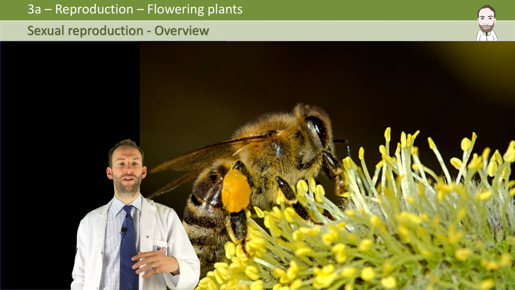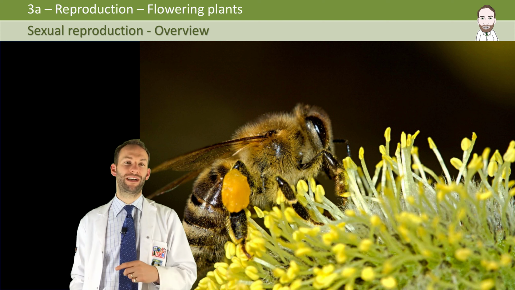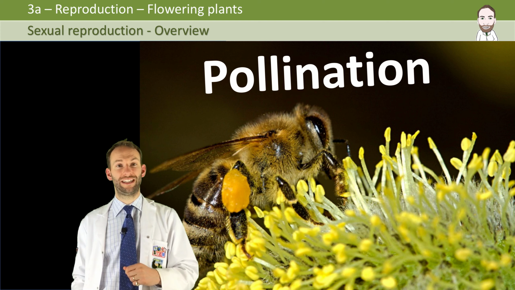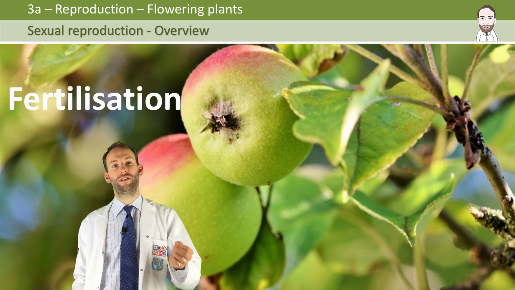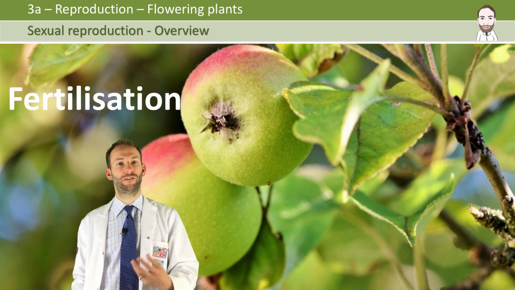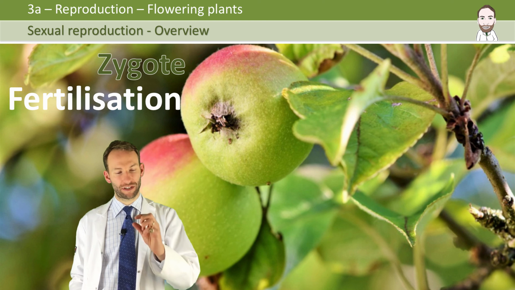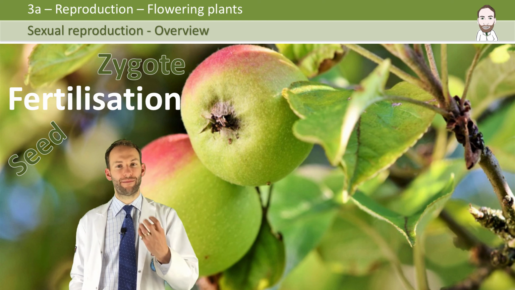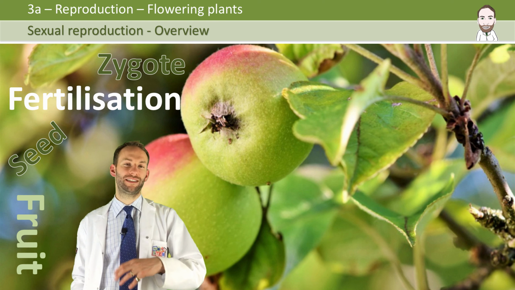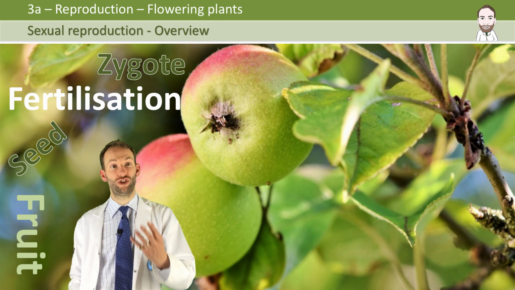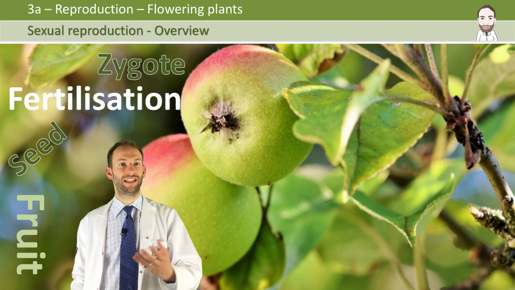Now, that process of pollen moving from one flower to another is called pollination. Following pollination, you want fertilization to happen. You want the pollen to fuse with an egg, and you want the zygote to form, and eventually that will form a seed, which is basically like a little baby plant, and that will get enclosed in a fruit, and that will then help the seed to be dispersed and hopefully then germinate and then grow into the adult plant.